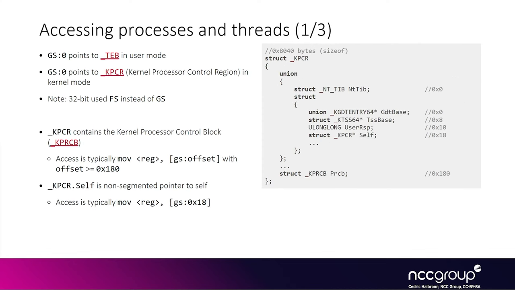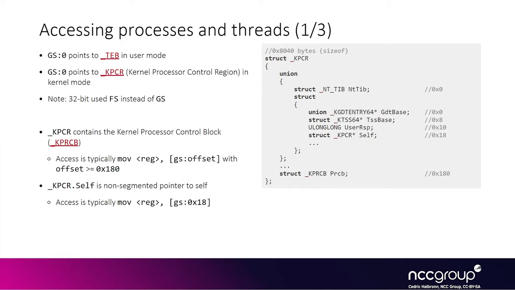So in 64-bit on Windows, the GS segment selector in userland points to the TEB, and in kernel mode, the GS register will point to the specific kernel structure that tracks the processor itself, and that holds a bunch of important information about the process state, register state, etc.